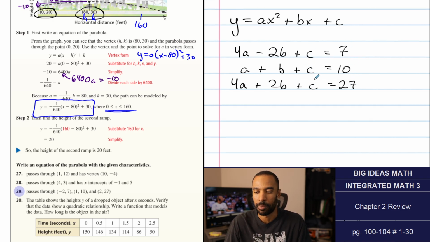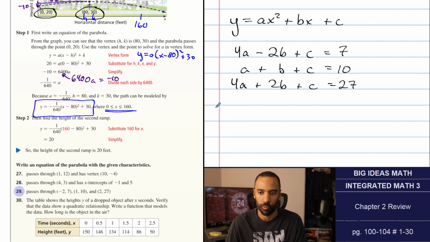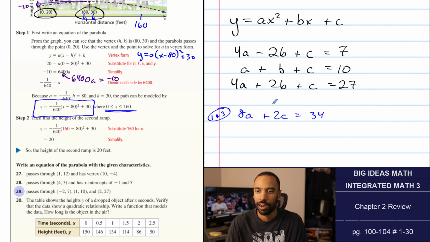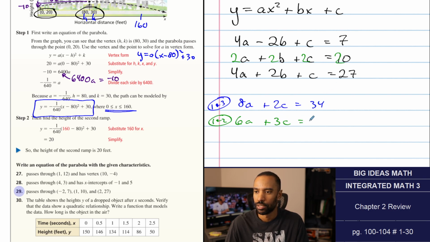Now, normally I'd like to eliminate c. It would be the easiest one to do. In this case here, b actually might be the easiest because we already have one that can add down the lists, 1 and 3, right now. If we add 1 and 3 right now, they eliminate. So we get 8a, these cancel, and then plus 2c equals 34. And if I multiplied the second equation by 2, then I can add with the first equation there. So 1 with a modified 2 will give me 6a, b's cancel, plus 3c equals 27.